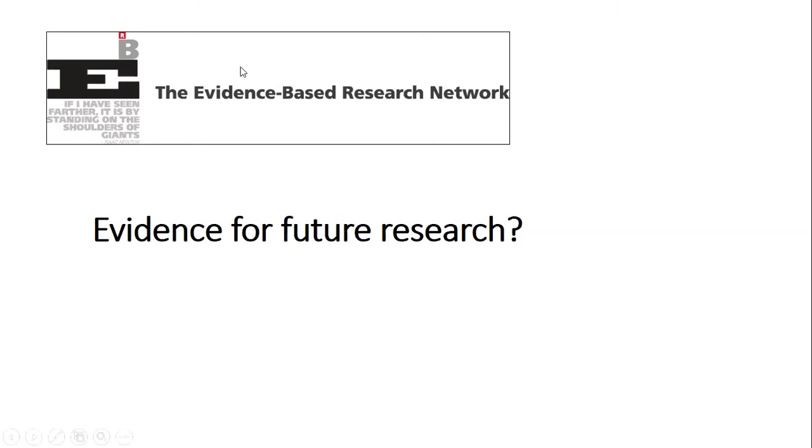We are actually working on a network called the Evidence-Based Research Network, where our focus is trying to think about what we need to consider if we conduct a systematic review that's purely for informing future research and is not relevant to policy and practice, and what the implications of it are.